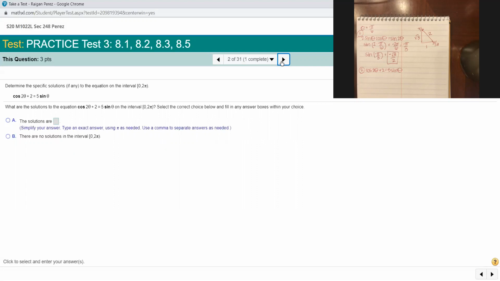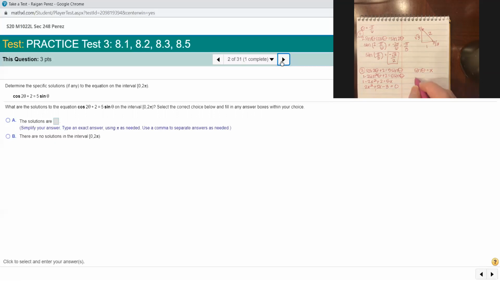Cosine 2 theta can be rewritten as 1 minus 2 sine squared theta, plus 2 is equal to 5 times sine theta. This is where we can use substitution. Sine theta, I'm going to let that be x. So this is 1 minus 2x squared plus 2 is equal to 5x. If I bring everything to one side so it'll be positive, it becomes 2x squared plus 5x. 1 plus 2 is 3, but I moved it over, so it became negative 3, equal to 0.